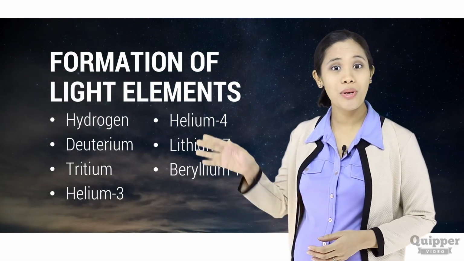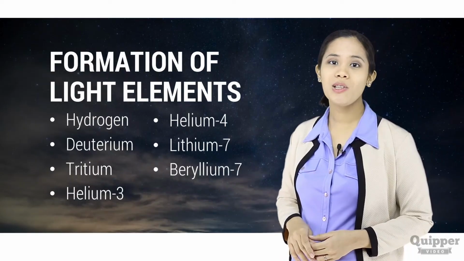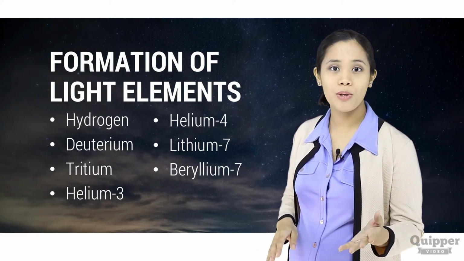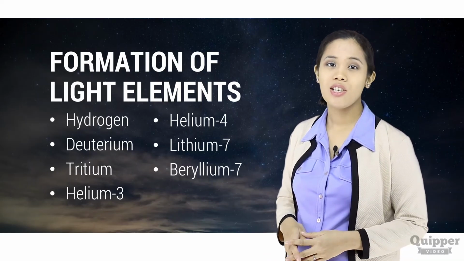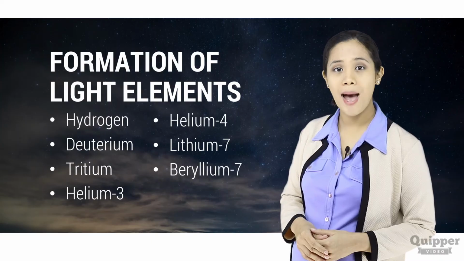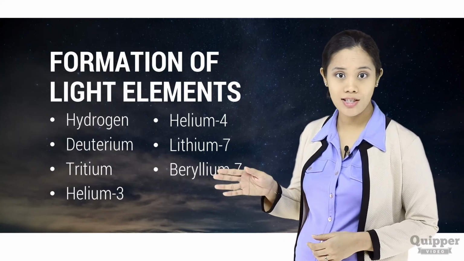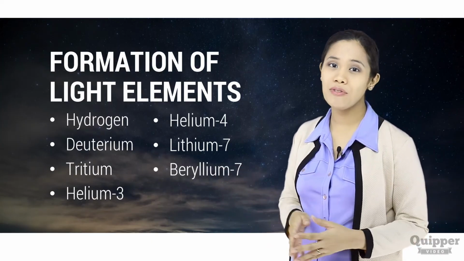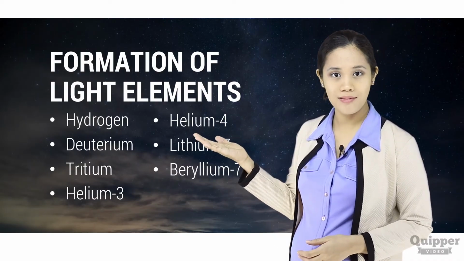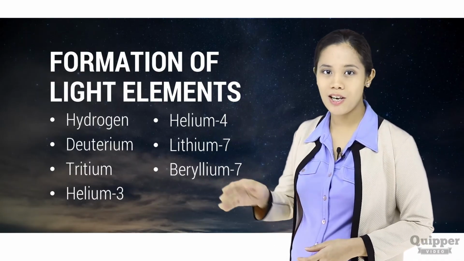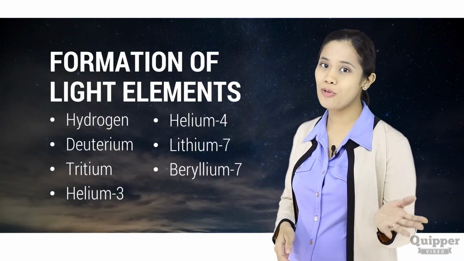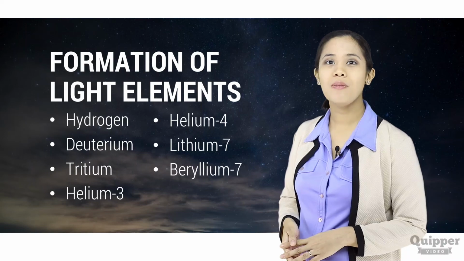Let's recall what we have learned today. We learned that Big Bang nucleosynthesis is the process of producing the light elements during the Big Bang expansion. It is believed to have happened between 10 seconds and 20 minutes after the Big Bang. It gave rise to the following elements: hydrogen, deuterium, tritium, helium-3, helium-4, lithium-7, and beryllium-7.